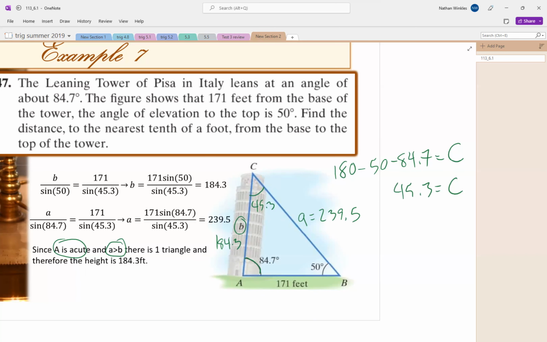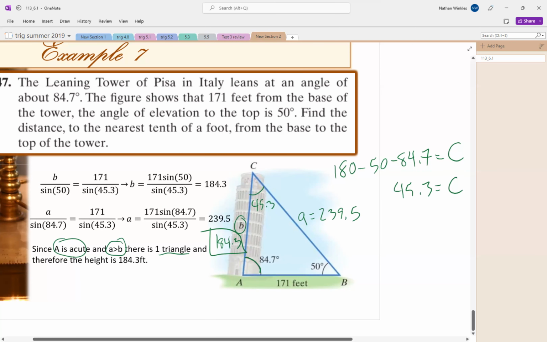So A is greater than B, and A is acute, so one triangle. Therefore, the value that we found for B at 184.3 is our height to the nearest tenth of a foot from the base to the top of the tower.